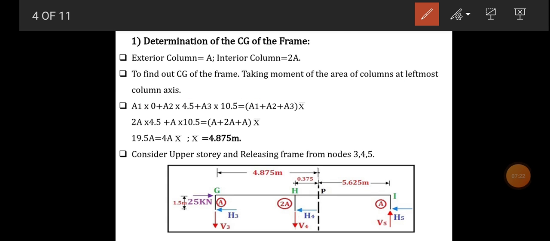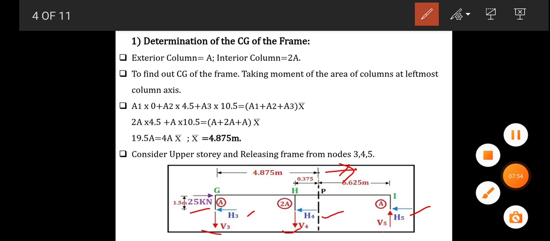So here the H3, H4 and H5 are the shear forces which are acting opposite of a 25 kilonewton force which is acting at G. And also we are assuming the V3 and V4, which is axial force of each column, in a downward direction, and opposite to this, on the right side of the centroidal axis, we consider V5 in the upward direction. So these are our assumptions.